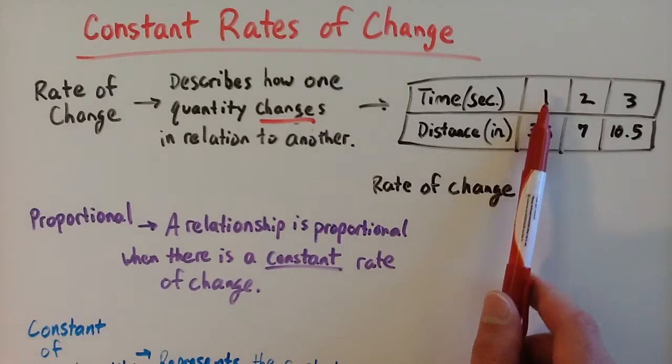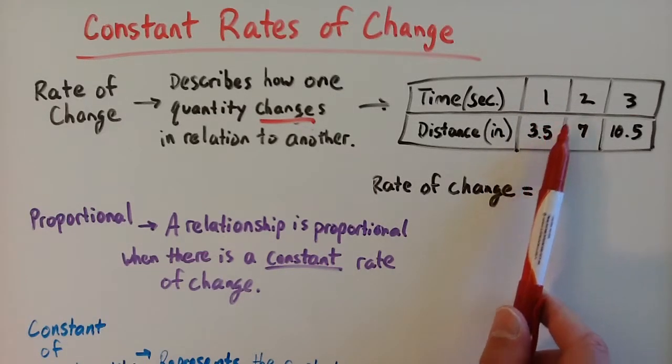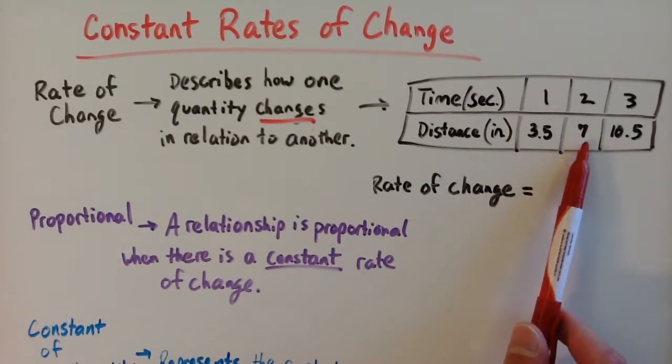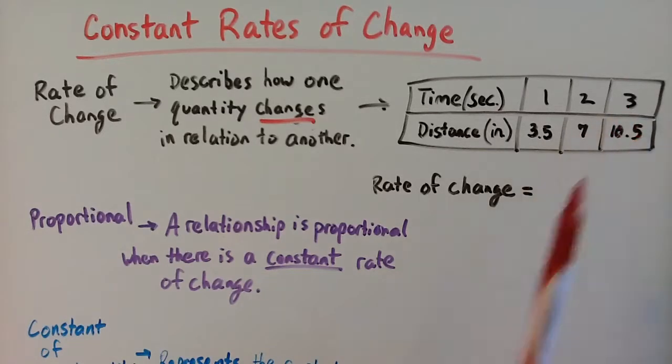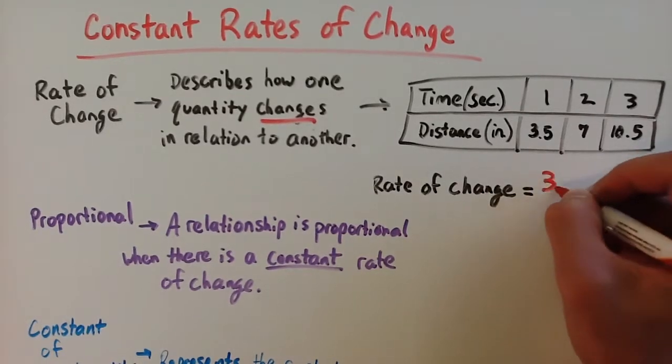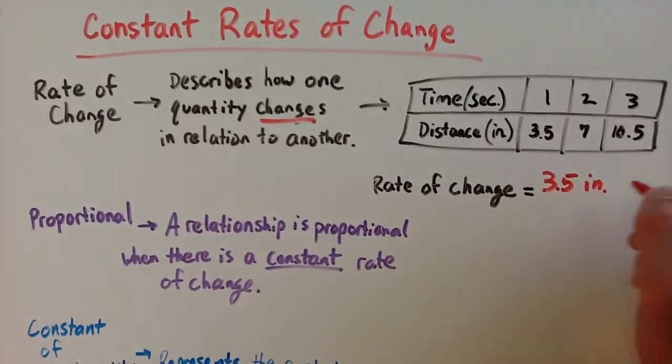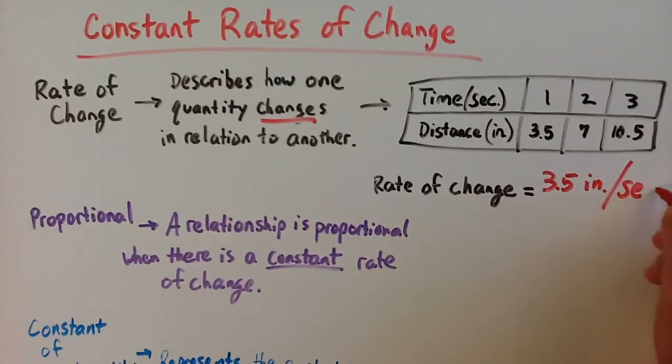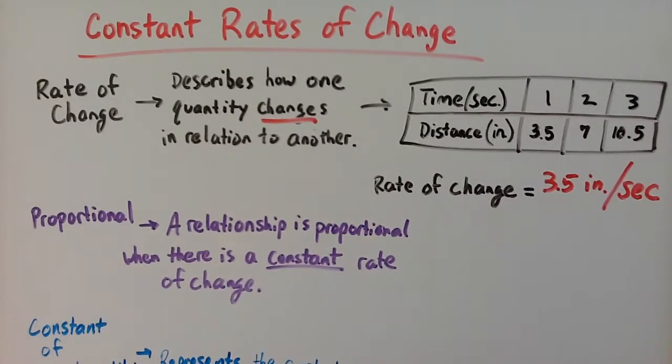After 1 second, we've gone 3.5 inches. After 2 seconds, we've gone 7 inches. And after 3 seconds, we've gone 10.5 inches. And so we could say our rate of change is 3.5 inches, or IN, per second. And the reason we can say that is because every second we go 3.5 more inches.